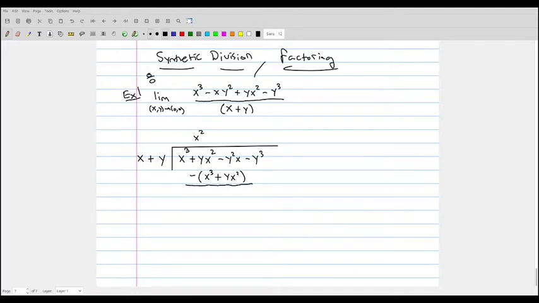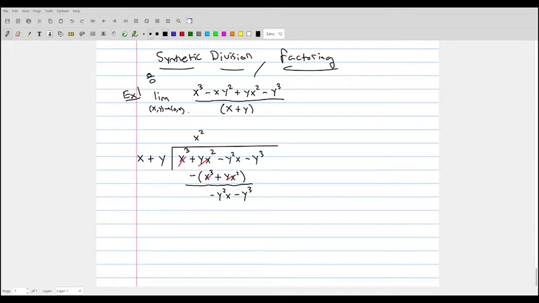So the remainder for this first division is actually pretty nice. x cubed minus x cubed cancels out. y times x squared also cancels out. And what we're left with for the remainder is just negative y squared x minus y cubed.